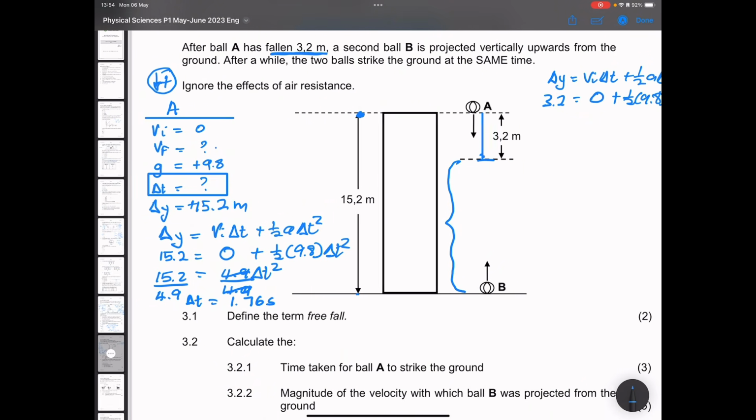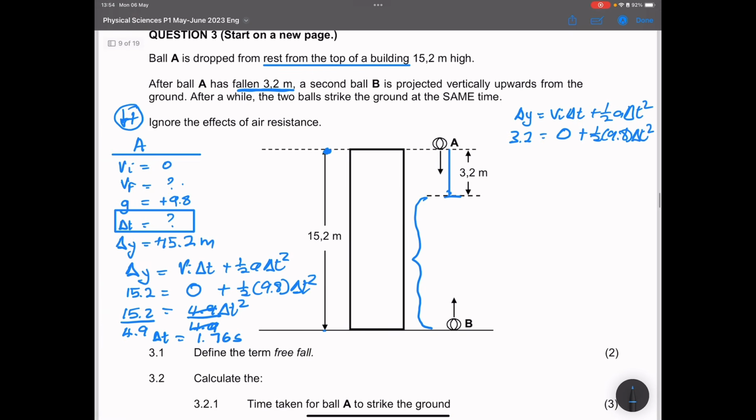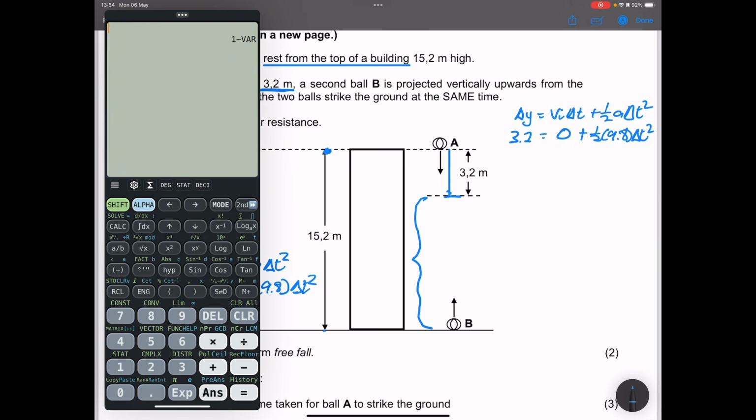So I'm not going to waste much time there. I'm going to say 3.2 divided by, let me put that in brackets, 0.5 times 9.8. And that answer, I'm going to take the square root of, and that gives me 0.8. So the time that it took for A to get to this point here was, let's say, 0.81 seconds.